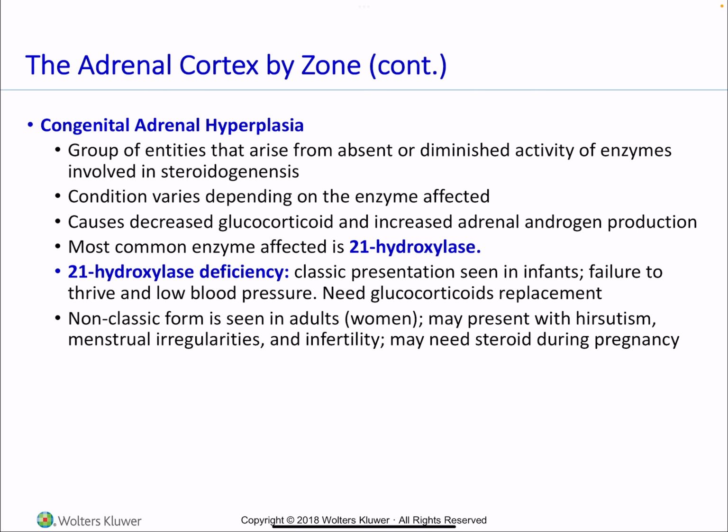So let's talk about some conditions of the adrenal cortex. Congenital adrenal hyperplasia. These are a group of entities that arise from absent or diminished activity of enzymes involved in steroidogenesis. The conditions vary depending on the enzyme that is affected. It causes decreased glucocorticoid and increased adrenal androgen production. The most common enzyme affected is 21-hydroxylase.